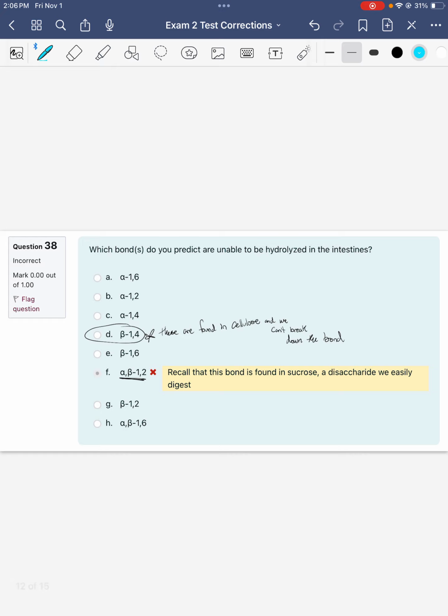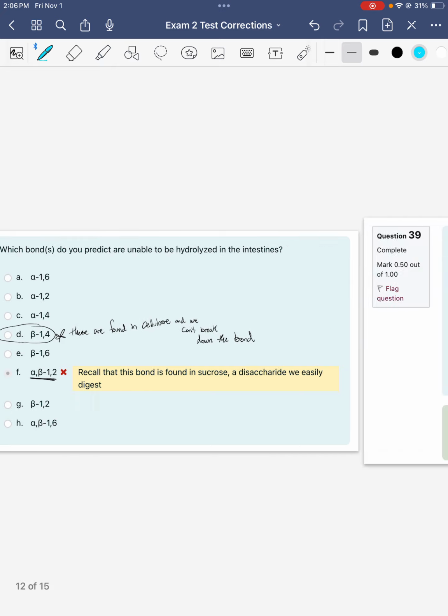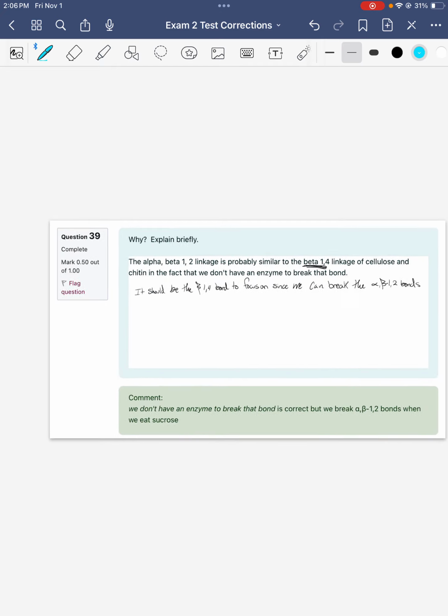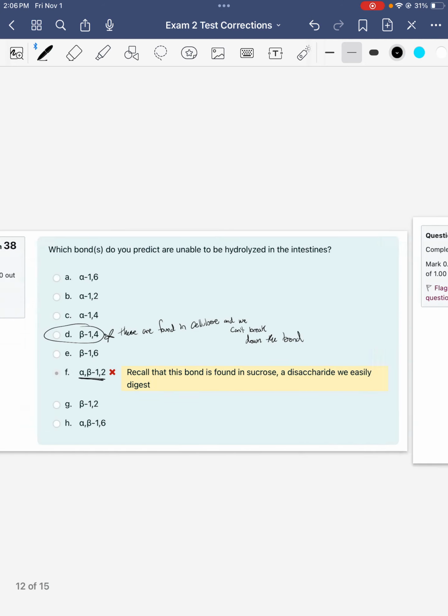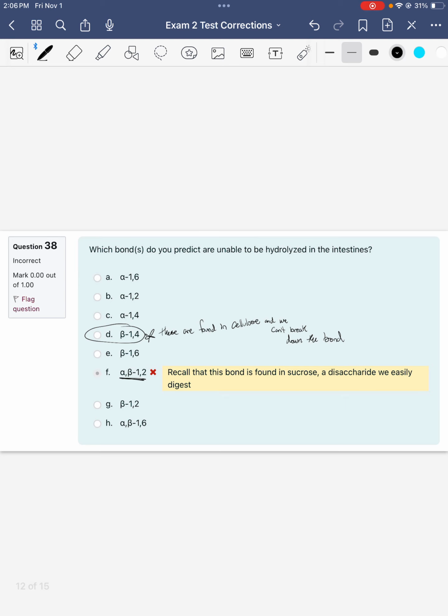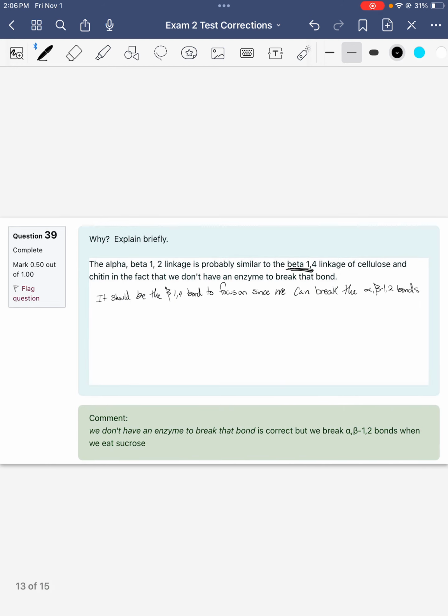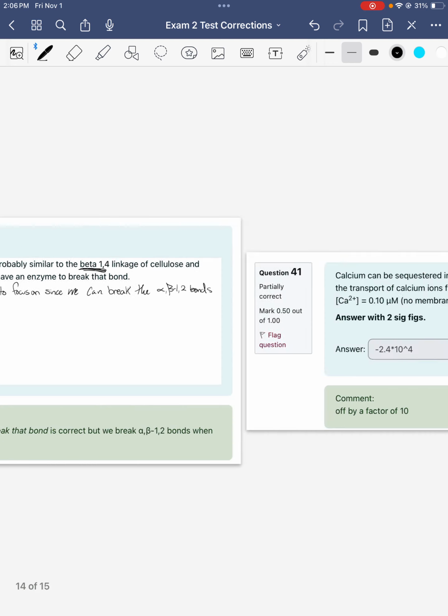Number 38, it's silly because I wrote it on the next question, the beta 1,4 of cellulose. I just didn't really think about it. So the correct answer should be the beta 1,4 because it's found in cellulose, and we can't break that down. And that's the same thing over here. We can't break down the cellulose bonds. So our alpha, beta, 1, 2 are in sucrose, and we're able to eat that.